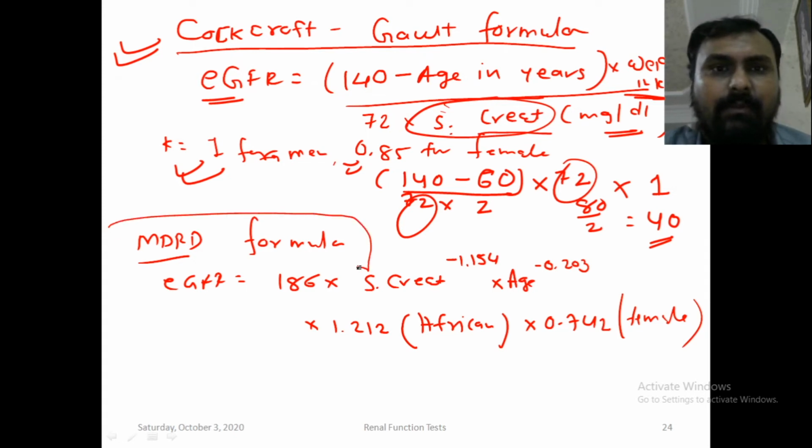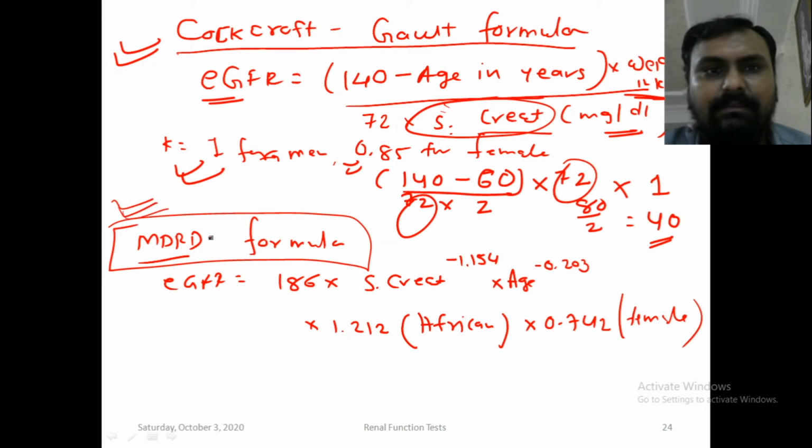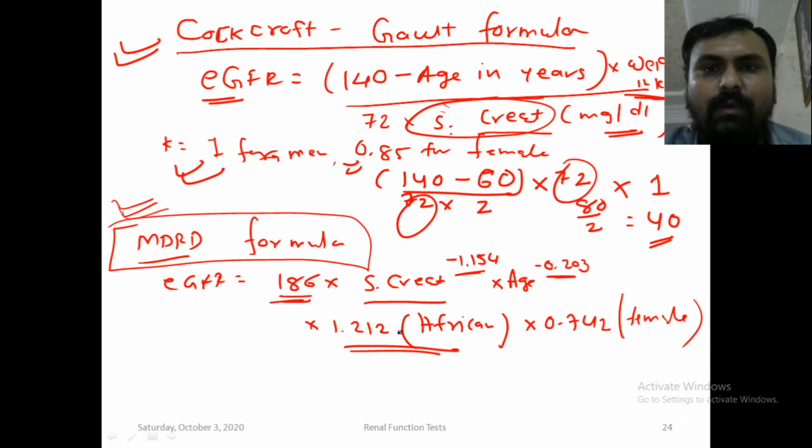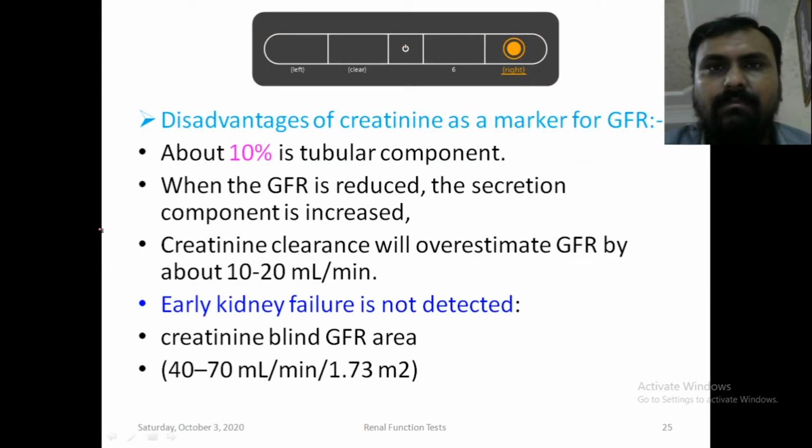There is another formula for estimated GFR, MDRD, modification of diet in renal disease. What is that? It is 186 into serum creatinine exponential of minus 1.154 into age exponential minus 0.203 into 1 into 1 in case of an American male. But if African person, it is 1.212, and in female it is 0.742. You have to multiply. So these are two formulas that you have to remember. It is frequently asked. You can take a screenshot of this window.